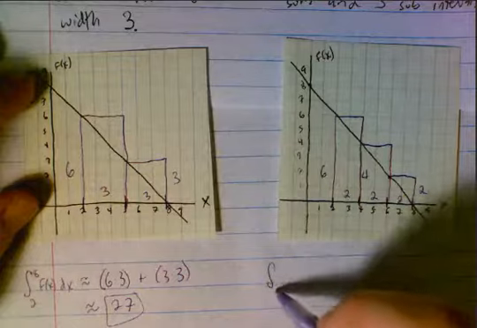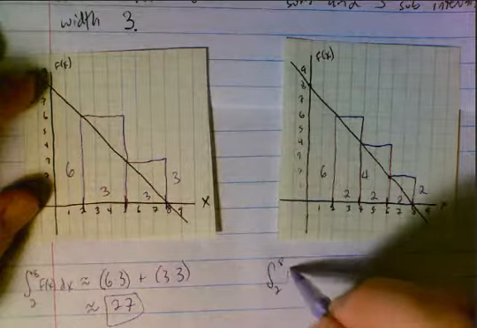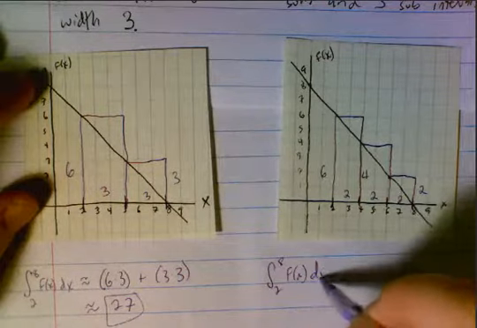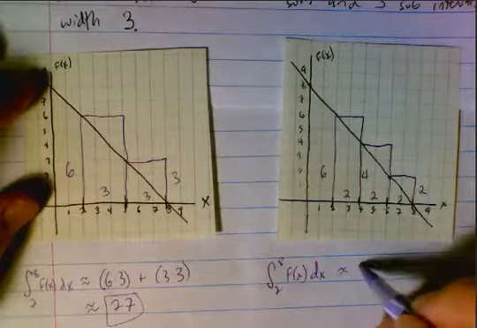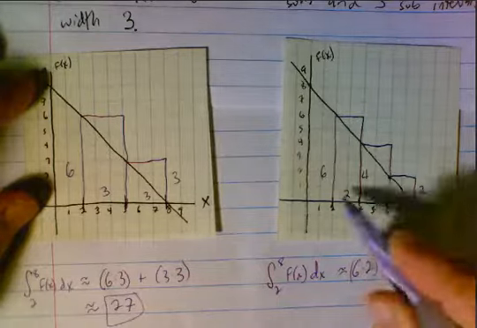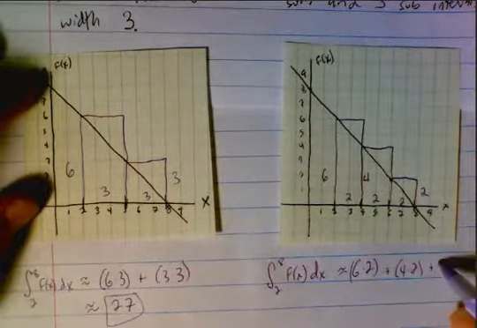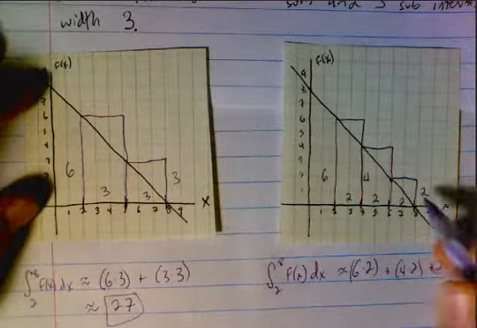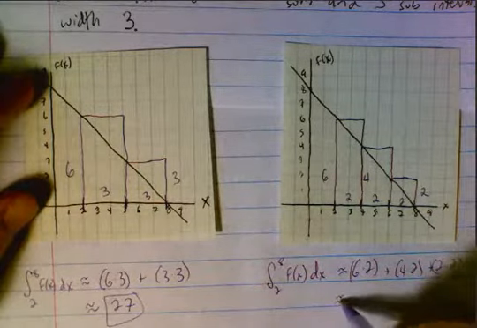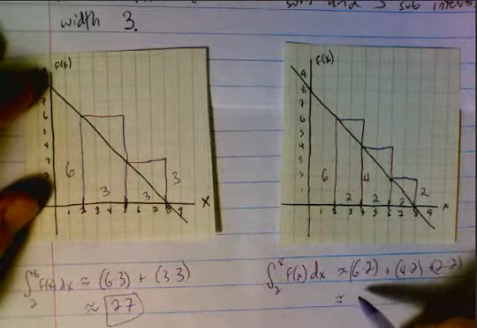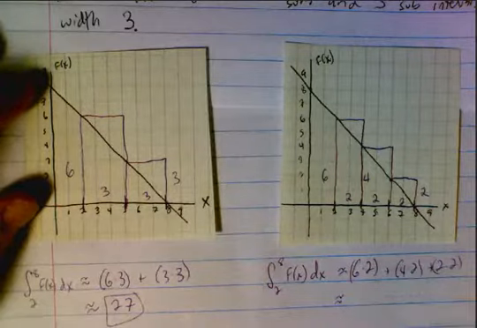So on this side, the estimate is going to be 6 times 2, the area of this, plus 4 times 2, the area of that, plus 2 times 2, the area of that, or approximately 24.